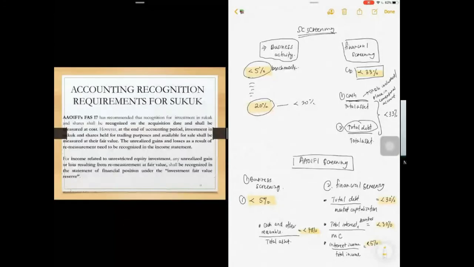Okay. And then dia cakap kat sini lah, accounting recognition requirement for suku. Recognition ni macam mana? Maksudnya nanti kalau ada transaction on suku, awak nak recognize di suku macam mana dalam dia punya financial statement lah. So according to AAOIFI FAS 18 standard, Jakarta has recommended that the recognition for investment in suku and share shall be recognized on the acquisition date and shall be written at cost.